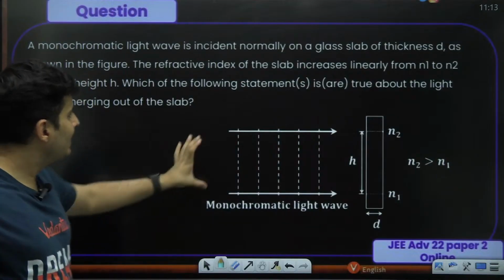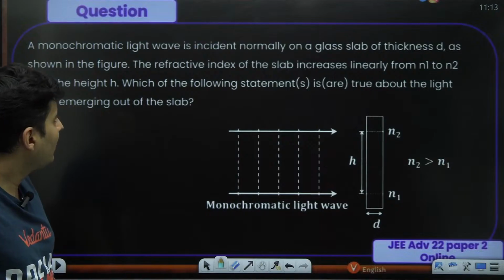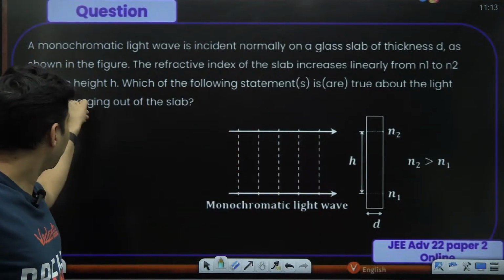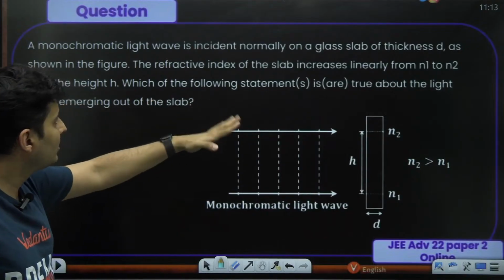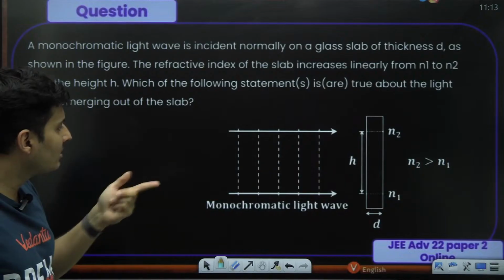Monochromatic light wave is incident normally on a glass slab of certain thickness d. The refractive index of the slab increases linearly from N1 to N2 over the height h. Which of the following statements about the light which is coming out of the slab is true?